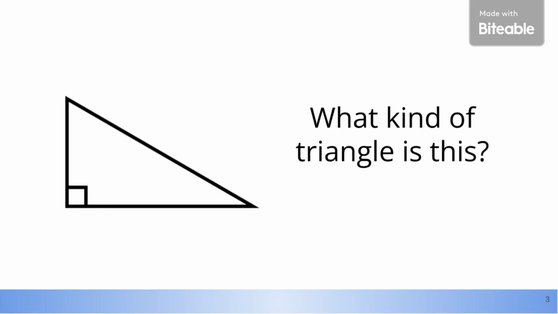Here we have a triangle on the screen. Take a moment to look at it closely. Based on what you see, what kind of triangle is this? If you said this is a right triangle, you're absolutely correct. A right triangle has one angle that is exactly 90 degrees. It is shown by the little square in the triangle. This type of triangle is special in trigonometry.